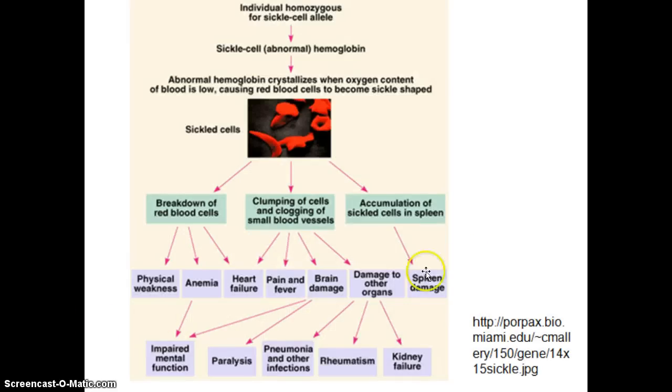This slide summarizes how one gene, the sickle cell allele, affects hemoglobin, which makes our red blood cells look like this. If our red blood cells are sickled, then that leads to red blood cell breakdown, clogging of blood vessels, and accumulation in the spleen, all these different physical manifestations. So you could have brain problems, heart problems, paralysis, all these different things just because of one gene, and that would be an example of pleiotropy.